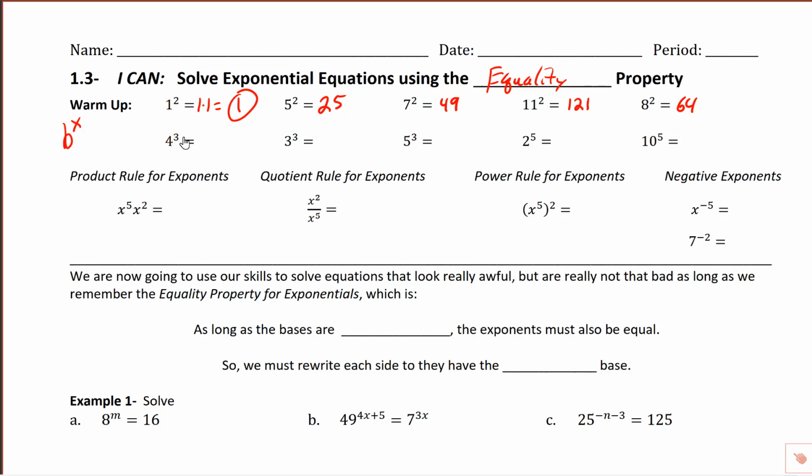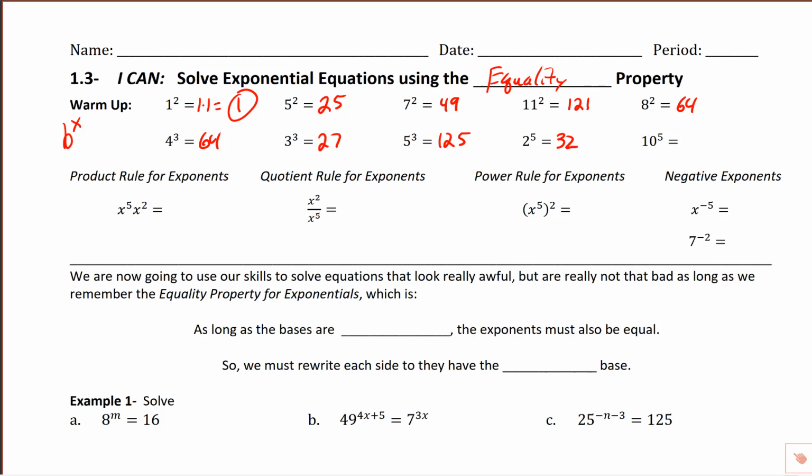Let's see, this would be 4 to the third. So we're going to do 4 times 4 is 16 times another 4 is 64. 3 to the third, that's 3 times 3 times 3. So that's going to be 27. 5 to the third is 125. Let's see, 2 to the fifth, that's going to be 2 times 2 is 4, times another 2 is 8, times another 2 is 16, and times another 2 is 32. Again, that's a little bit higher exponent than we're used to, but powers of 2 come up quite a bit, so we want to know those.